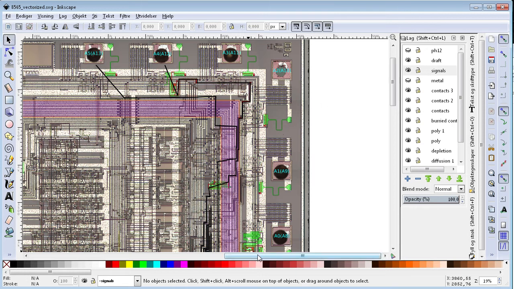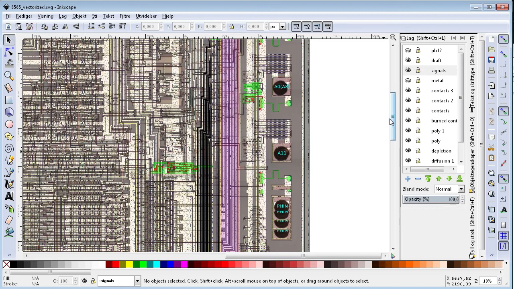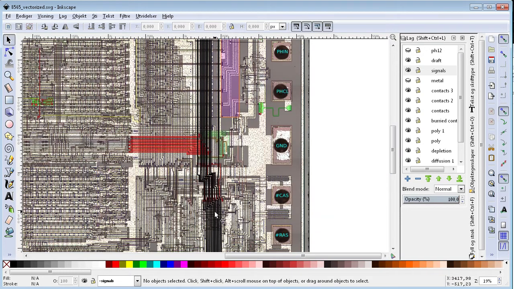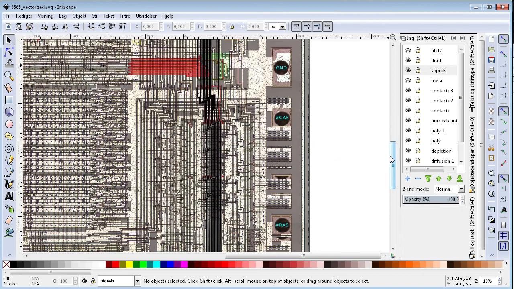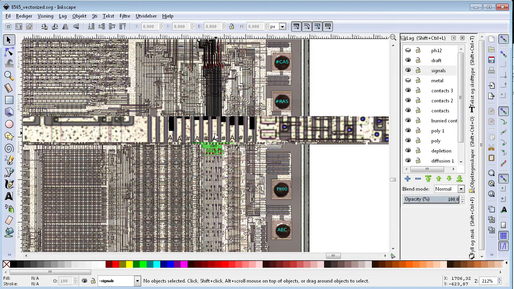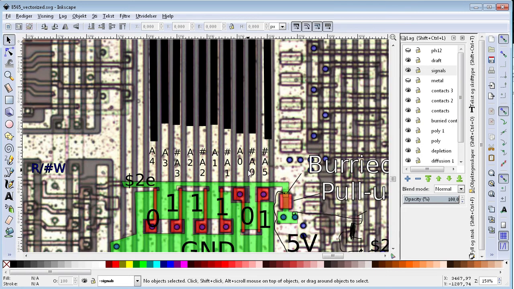And you can see here these black lines that I have sketched in here. They are address lines, and I have just simply followed them to see where they go. And if you zoom in here, after looking at them closely, you can see that they are also inverted. So there are inverters up there.